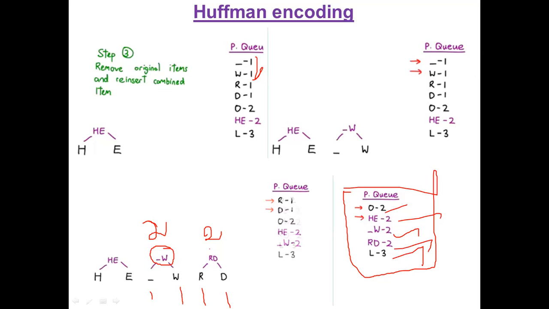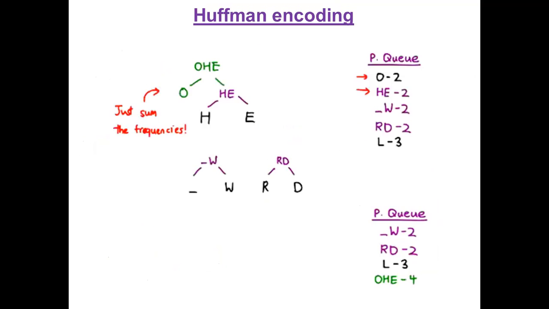Now next, what we have to do is take O and HE. We'll be combining O, which is 2, and HE, which is 2. That becomes 4 here, and this becomes the highest frequency, so we have to write it at the last.